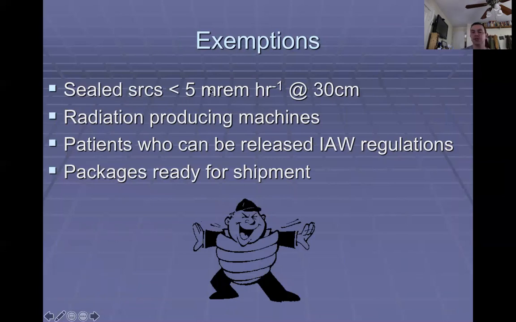There are some exemptions to those posting requirements. Sealed sources that are less than 5 millirem per hour at 30 centimeters, you don't need to post at all. You don't need to post caution radioactive material. Radiation producing machines, because they are on and off, only on for such a small period of time, have different posting regulations. Patients who are released in accordance with regulations, so they're released with certain precautions and such, don't need to have postings. And finally, if you're sending a package that has a high radiation level, you don't need to post while the package is there, because in theory it'll be picked up shortly. So a posting would not be necessary.